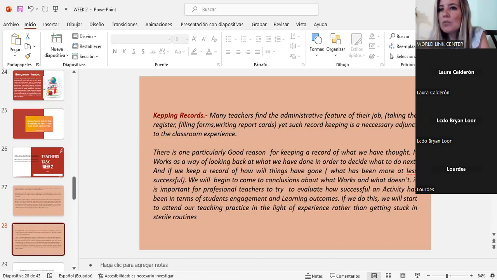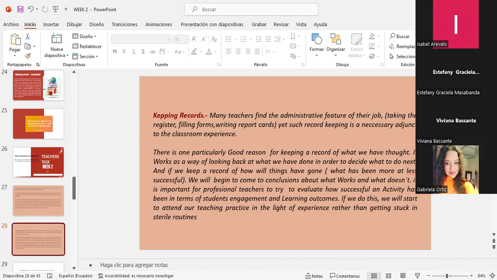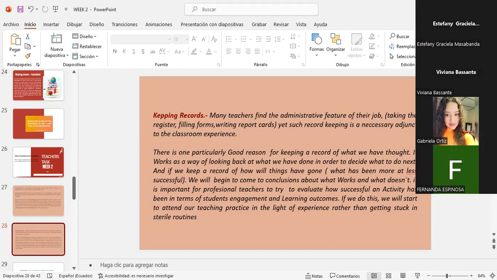For example, I always try to file my classes, maybe my PowerPoint, right? Because maybe the next time I'm going to use it. Which records are important to you? And you say, I'm going to file this. Brian, what are the most important things that you record to keep in your computer? For each class?